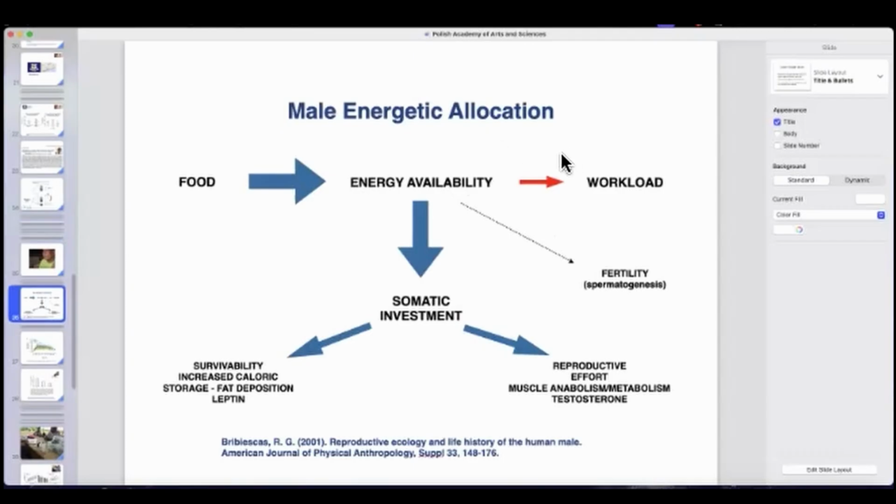Males do not lactate, at least not commonly. They do not get pregnant, at least not commonly. And when I'm talking about males, I'm talking about the biological definition of male. In males, you have energy availability with some tax on food, but all that energy goes to somatic investment. You don't have to share it with a growing fetus.